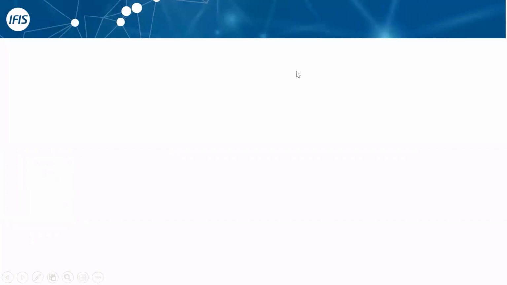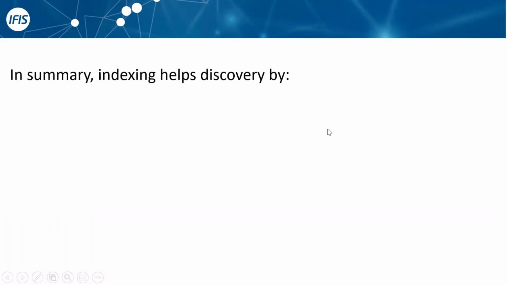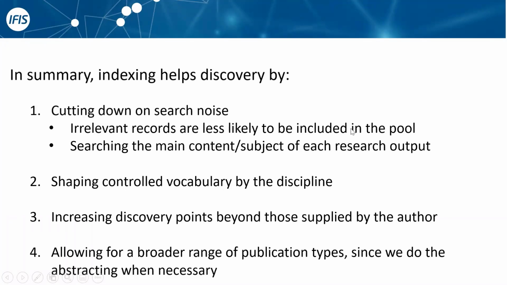Because I want to make sure that we do have time for questions if there are any. But I want to sum up, in my very, very, very whirlwind introduction to indexing, the ways that indexing can help discovery. It does it by cutting down on search noise. A smaller pool of records that are focused on a particular subject, even if it's defined in a very broad way, means that you are already focusing your search. There's just likely to be fewer irrelevant records in an abstracting and indexing database.